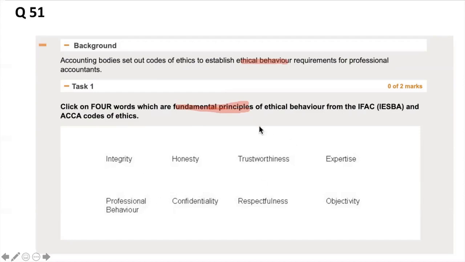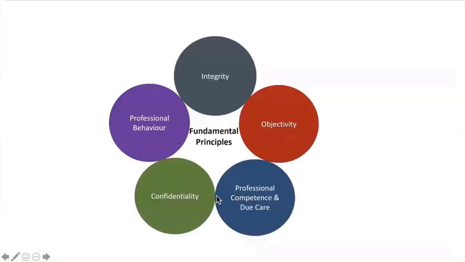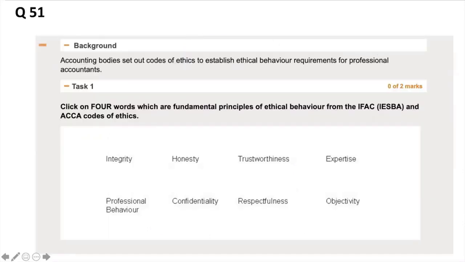And if you have done your homework, you would know that there's 5 main principles. For example, for ACCA, it would be integrity, objectivity, professional competence and due care, confidentiality, and professional behavior. So if we have these in mind, let's see what we have here so we can actually make our answer.